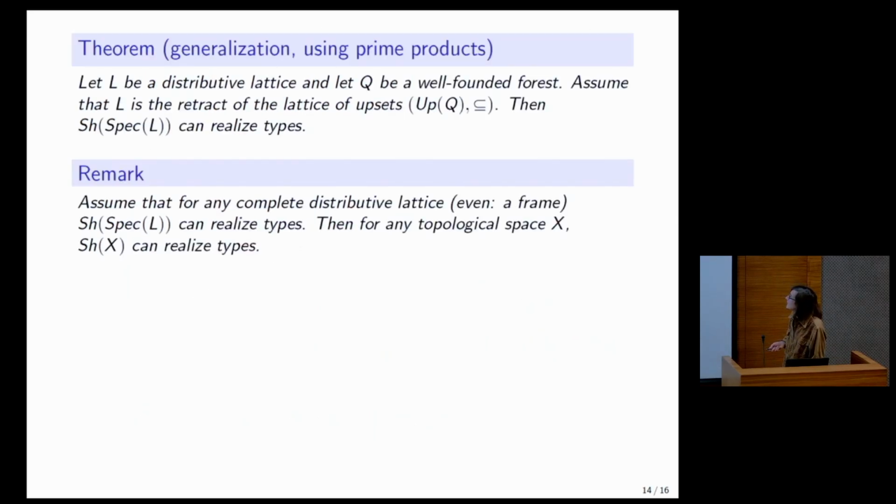And now you can also generalize it a bit. So this was complete Boolean algebras. A bit more general is that if L is a distributive lattice and Q is a well-founded forest, and L is a retract of the lattice of upsets, then also this spectrum of L can realize types. And you might say that these are very special topological spaces. Who cares about spectra of distributive lattices? But if you could do it for spectra of complete distributive lattices, then you could do it for any topological space by a very easy argument.